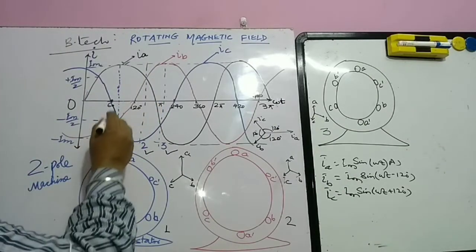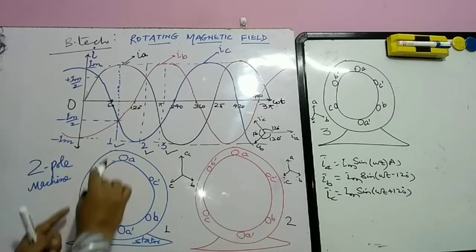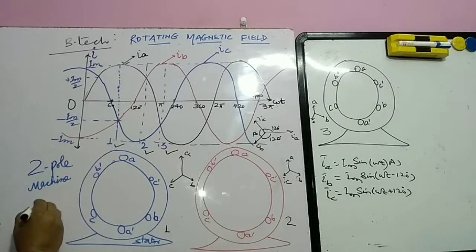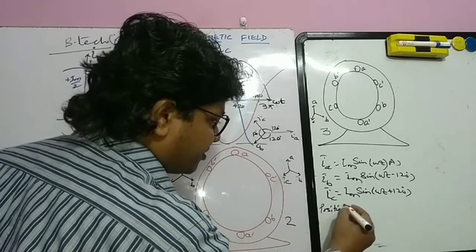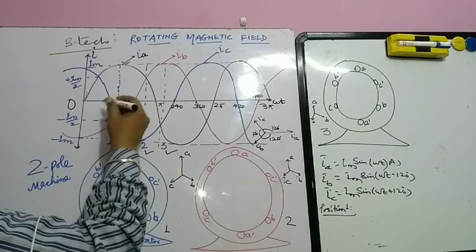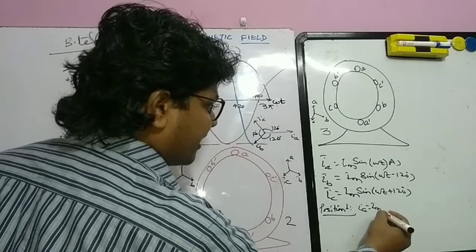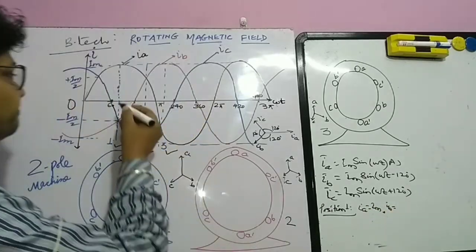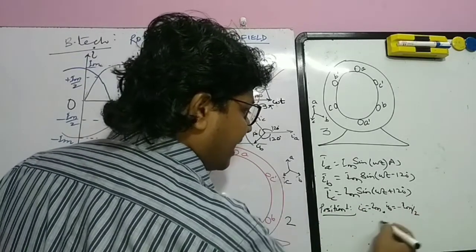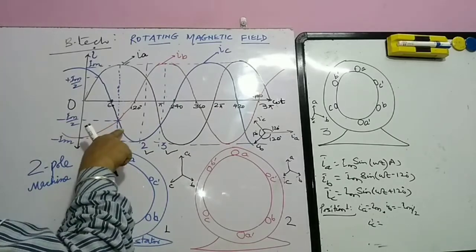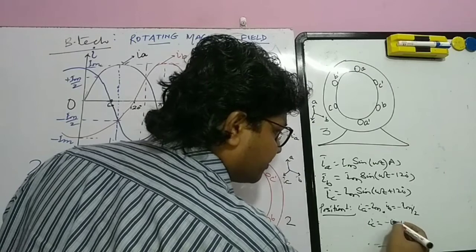Considering position number 1 of our three-phase current, what is happening at position 1? We can observe that at position 1, IA is equal to Im, IB is equal to minus Im by 2, and IC is again equal to minus Im by 2.